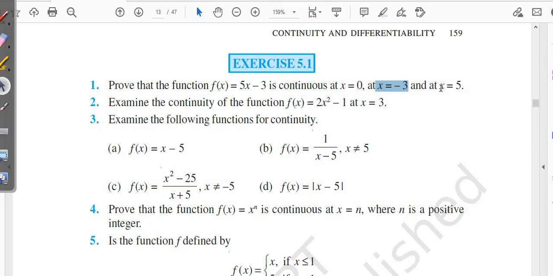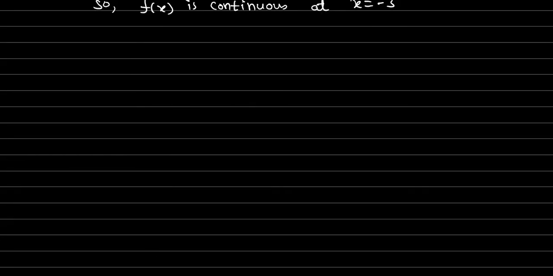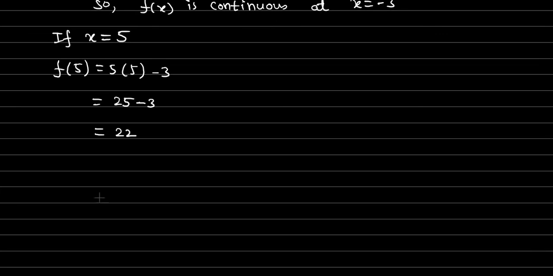Okay, next, one more point they are asking us to check, that is at x equal to 5. So if x equal to 5, first, when x takes exactly 5, only one point, we are going to substitute directly in the function itself. So 5 of 5 minus 3, 5 5s are 25, minus 3. Then we are getting 22.